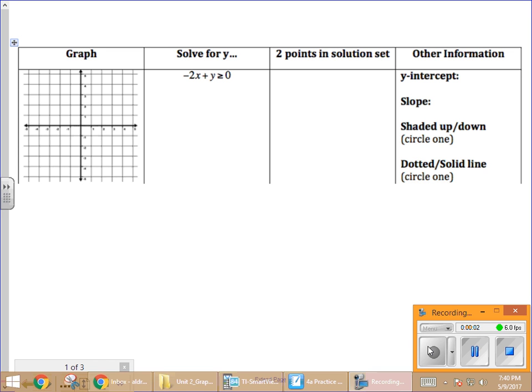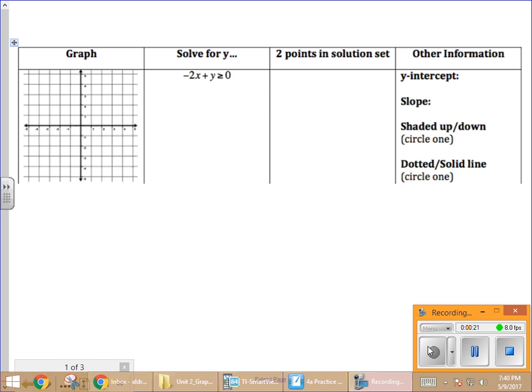This is the Algebra 1 Summer School lesson video for Unit 2, Lesson 4, which is Graphing Linear Inequalities. This is the last practice that you have before the unit test. I'm going to do 3 problems for you from the chart on this practice. I'm going to do the first problem on the front, then the first problem on the back, and the third problem on the back.